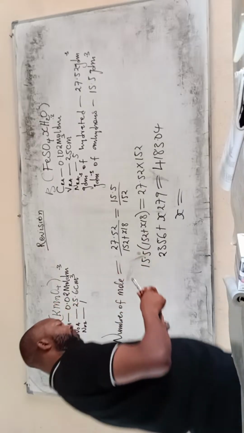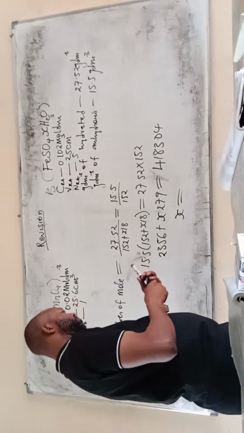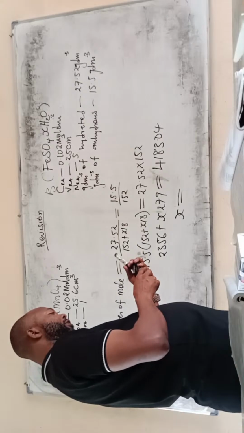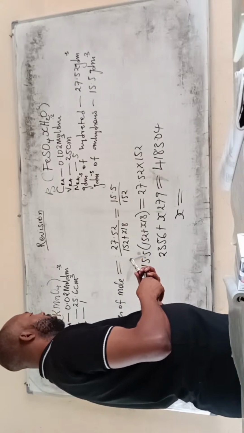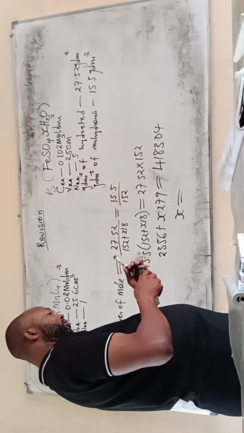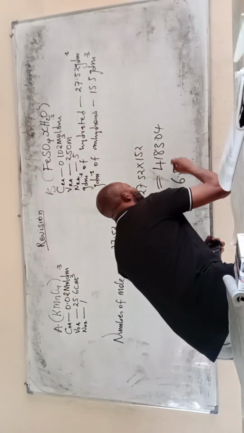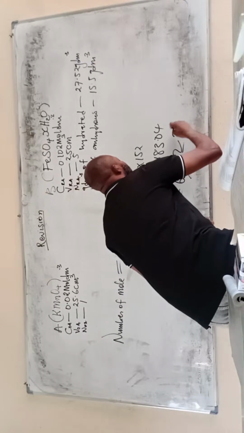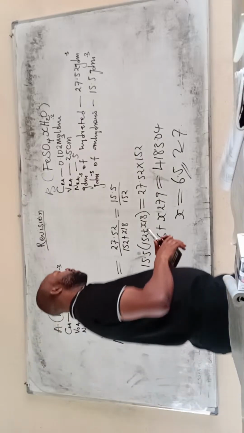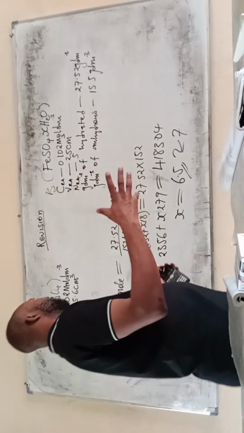If I make x the subject, my x is equal to this minus this, divided by this. So I can just have it directly: 4183.04 minus 2356, divided by 279. That gives 6.5. So I have 6.5 number of moles, approximately, call it 7. So the number of moles of water of crystallization is 7. 7 means heptahydrate. Hepta, 7.